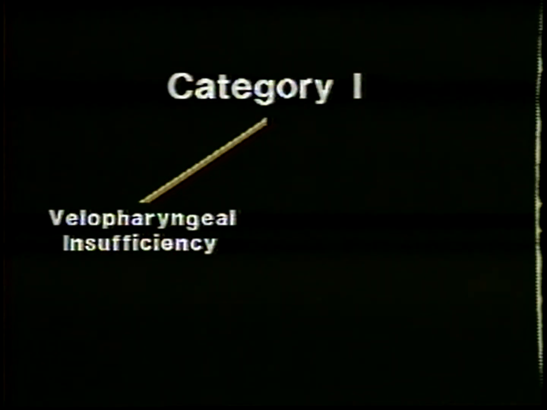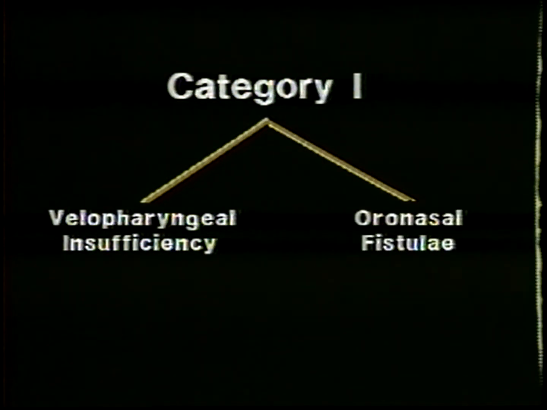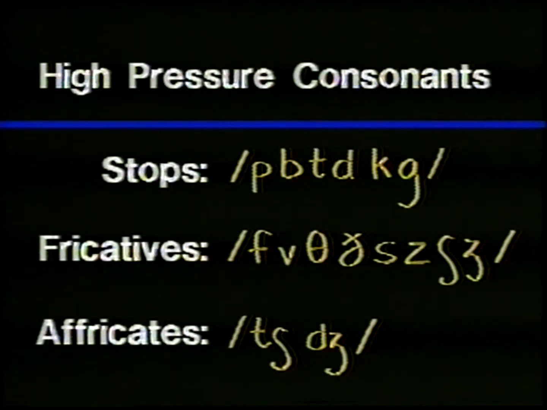Etiologically, two categories of misarticulations can be defined. Category 1 includes misarticulations that are structurally based and are obligatory. They are caused by velopharyngeal insufficiency due to unoperated palatal clefts or functionally insufficient tissue postoperatively, and by oronasal fistulae. In general, these misarticulations include weak oral pressures and nasal emission distortions of the high-pressure consonants, the stops, fricatives, and affricates. Category 1 misarticulations can be eliminated by successful physical management.